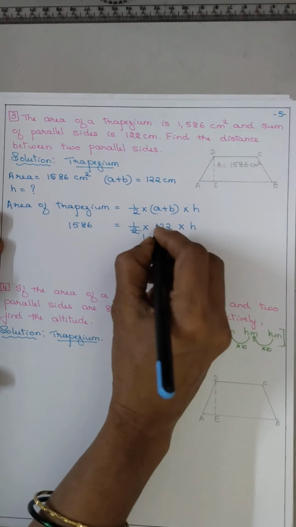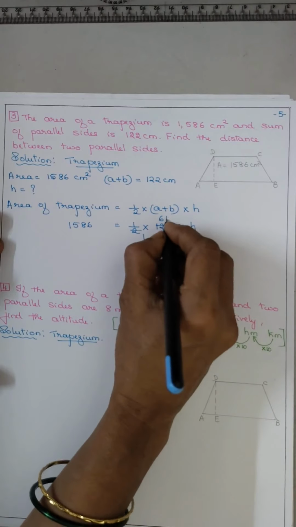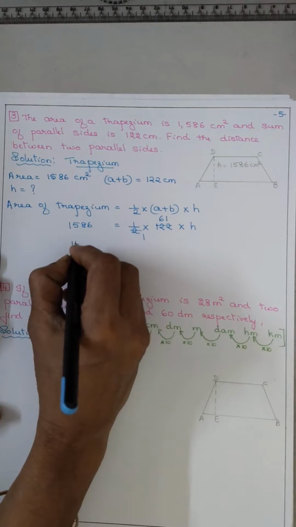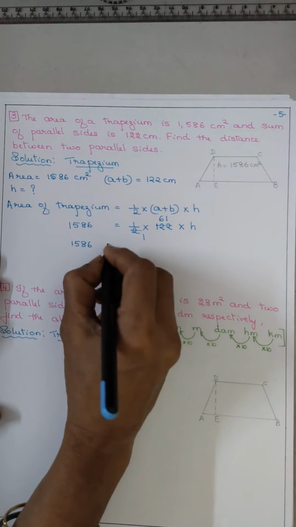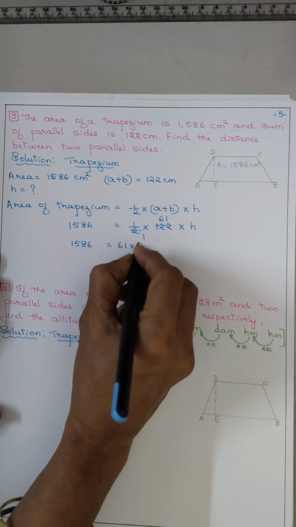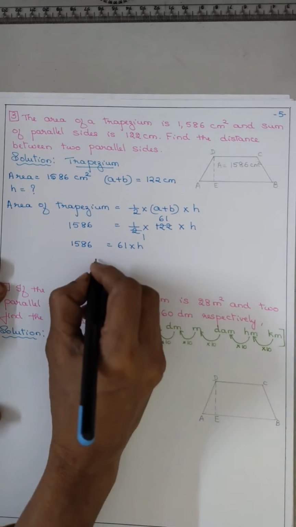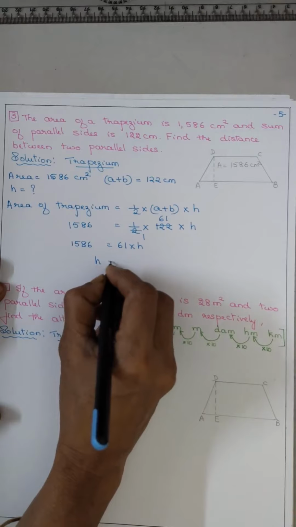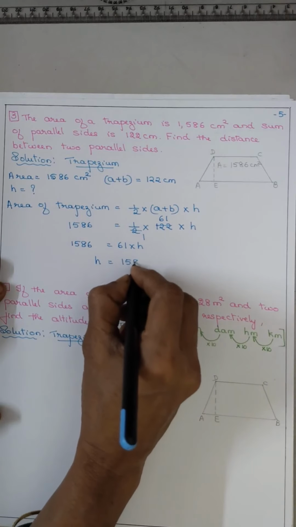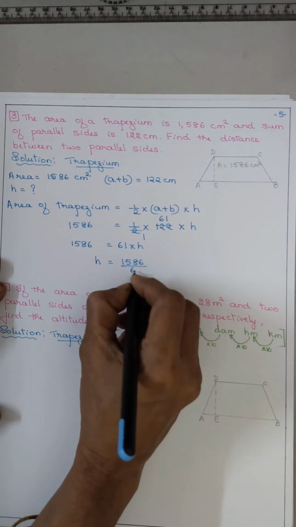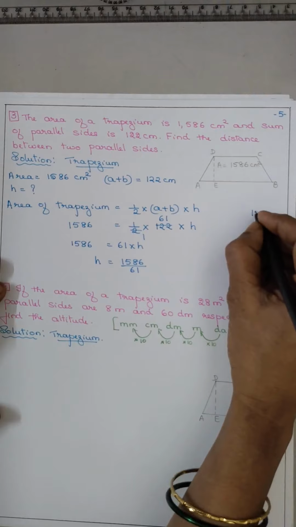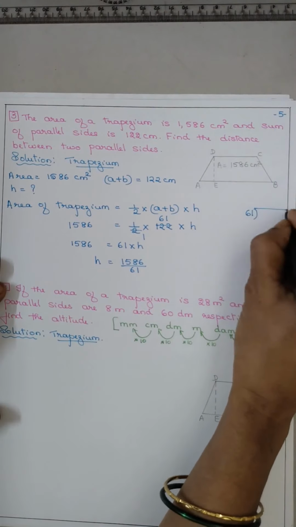Half of 122 is 61. Now 1586 is equal to 61 into height. So height is equal to H is equal to 1586 upon 61. Now 61, it is a bigger number. Directly you can divide and see.